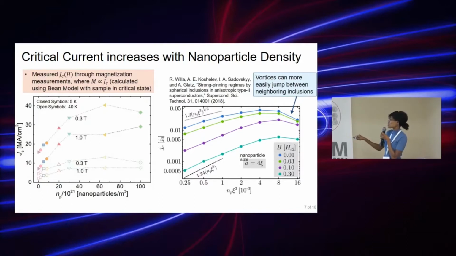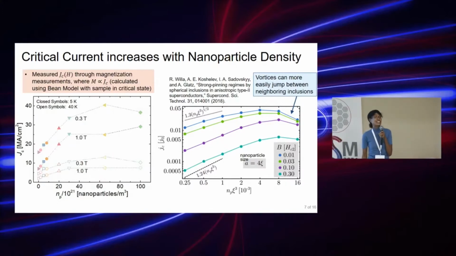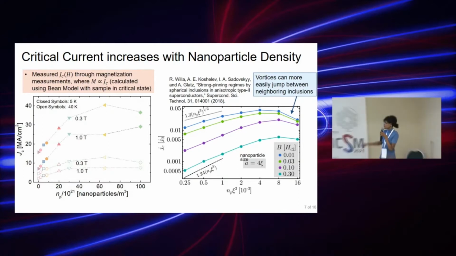This plot was extracted from a paper by Dr. Roland Willa and Andreas Glatz that shows results from time-dependent Ginzburg-Landau simulations considering YBCO samples containing nanoparticle inclusions. And here you see JC versus the nanoparticle density collected at different magnetic fields. Notice that my x-axis is normalized differently from there, so we can't quite do a one-to-one comparison.